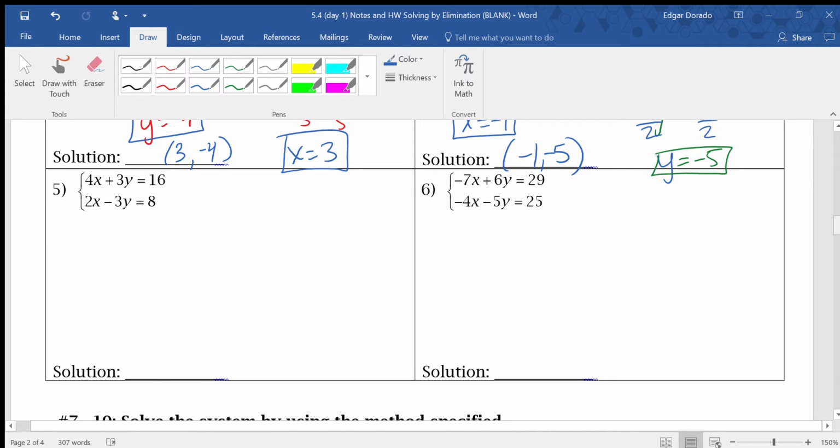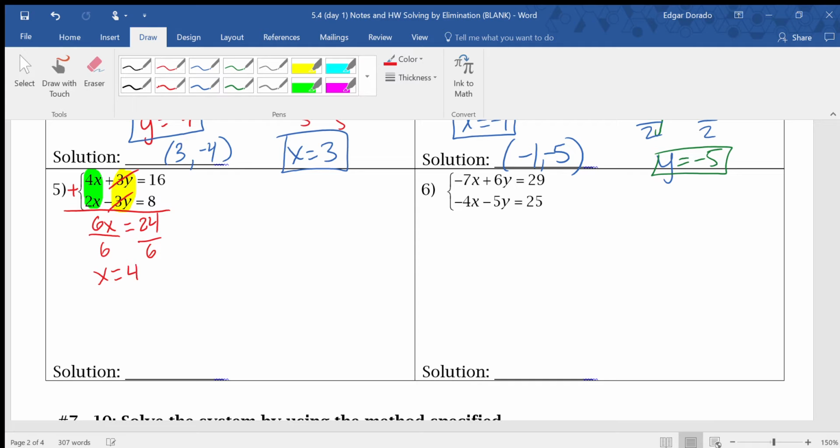Number 5. This is a prime example of why I always like to check both columns. Okay, that 2x and 4x, well, if I were to add them, that would be a 6x. So no good there. But what about the y's? That's a positive 3y and a negative 3y, and look at that. If I were to add them already, those would cancel out. So let's go ahead and just go straight to it. So this would be 6x equals 24. I get x equals 4. Probably one of the easiest elimination problems you can find.